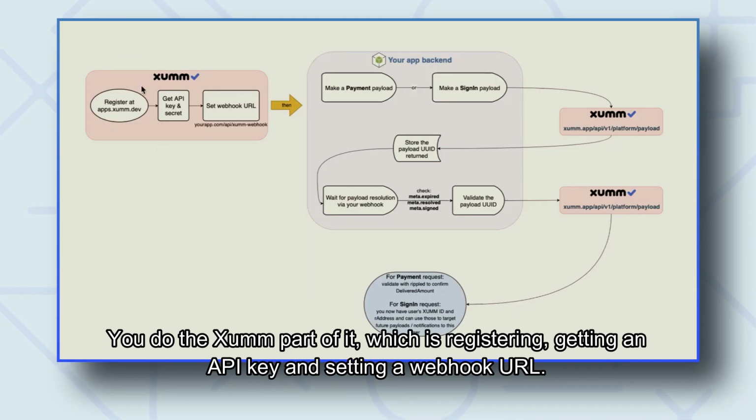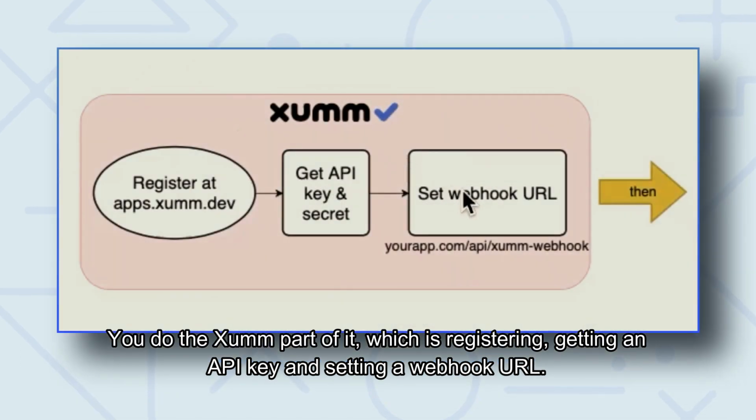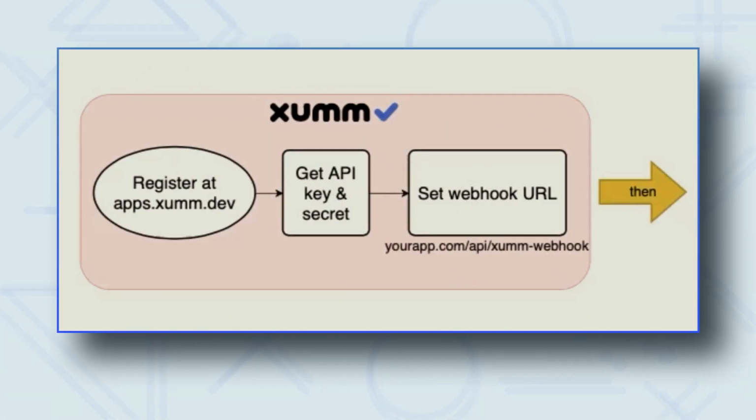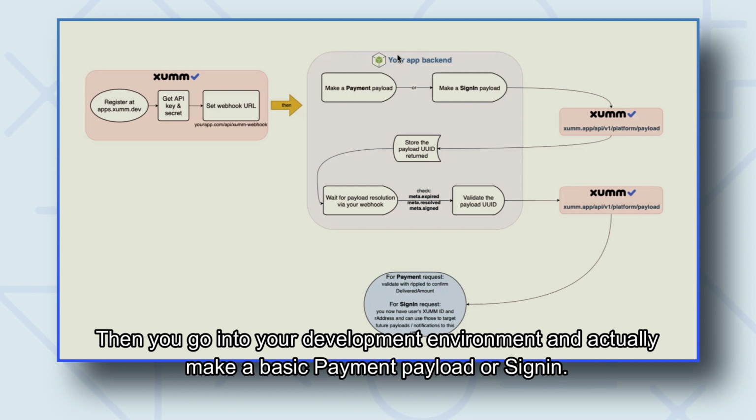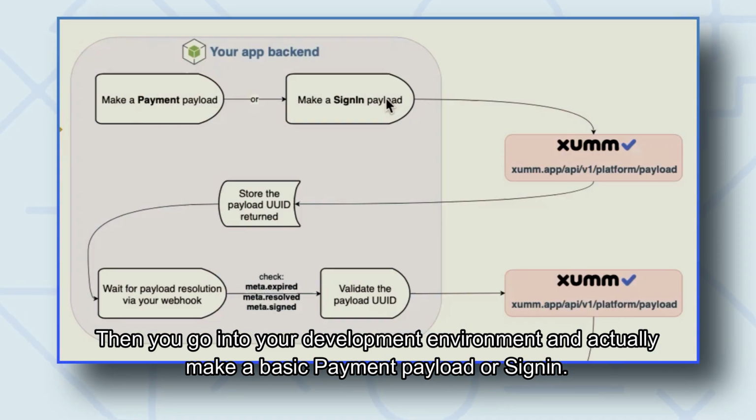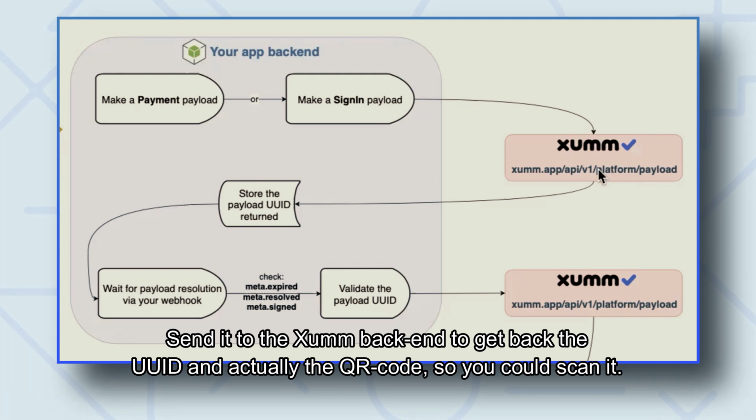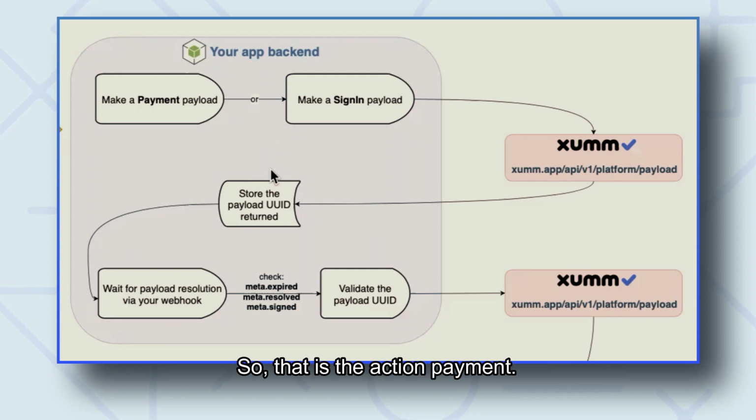You do the Xumm part of it, which is registering, getting an API key and setting a webhook URL, and then you go into your development environment and make a basic payment payload or sign-in, send it to the Xumm backend to get back the UID, and the QR code will go in here as well, so you could scan it to action the payment.